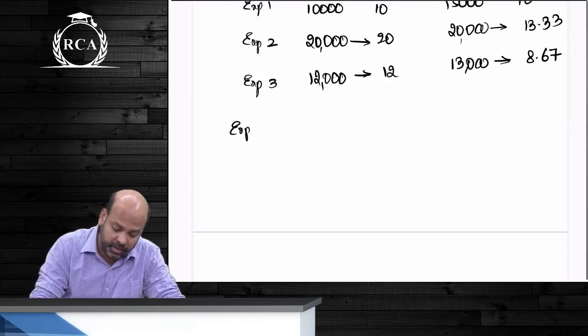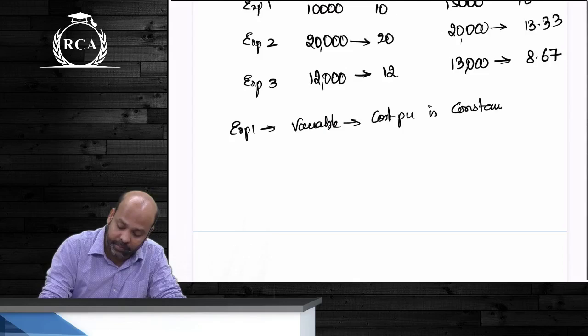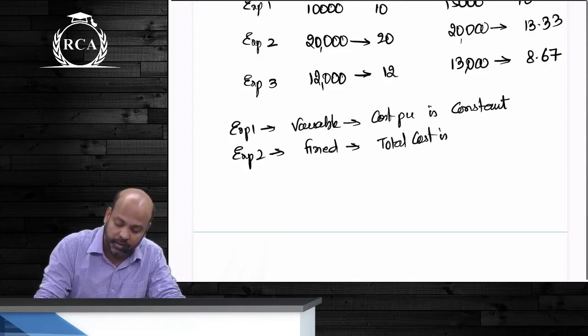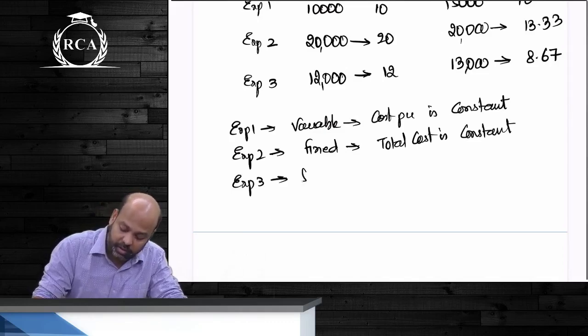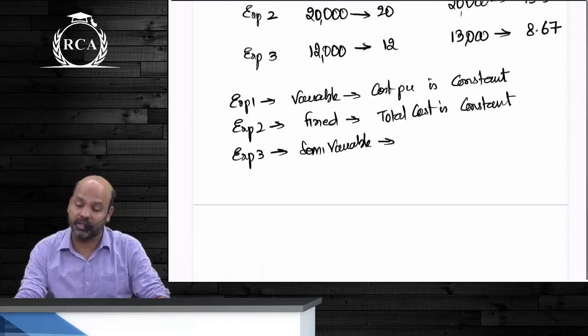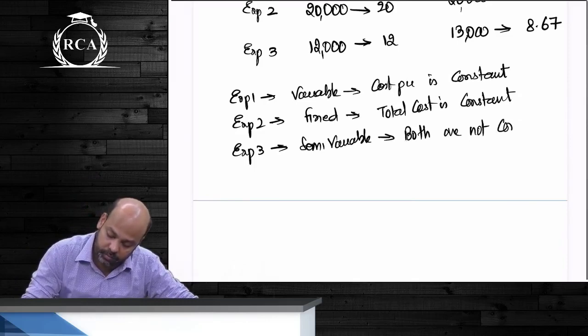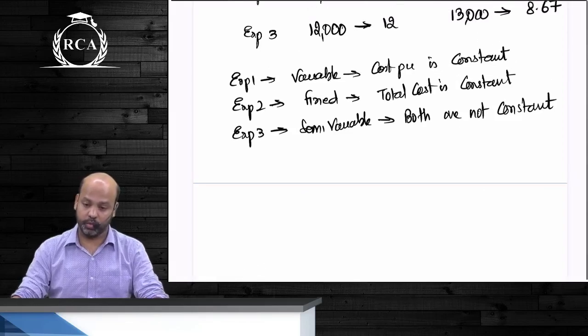What will expenditure 1 be? Expenditure 1 is variable. Why is it variable? Cost per unit is constant. What will second expenditure be? Fixed cost, because the total cost is constant. Expenditure 3 will be semi-variable because both cost per unit and total cost are not constant. Are we clear? Right, like this. Expenditure 1 variable, expenditure 2 fixed, expenditure 3 semi-variable. Cost per unit and total cost both are not constant.